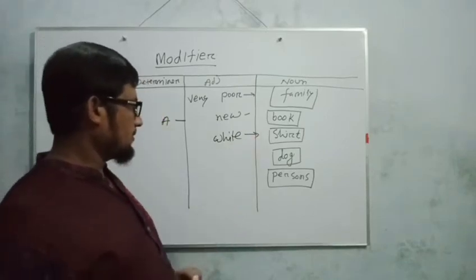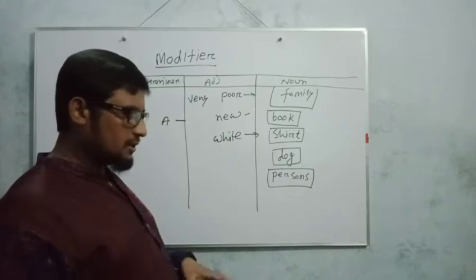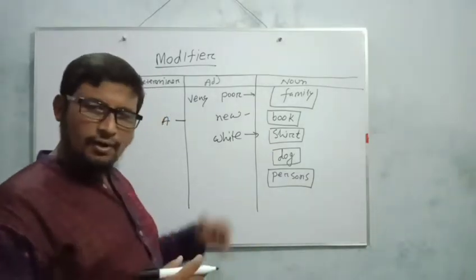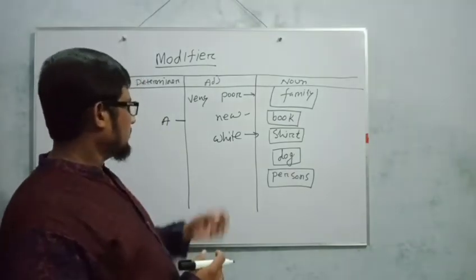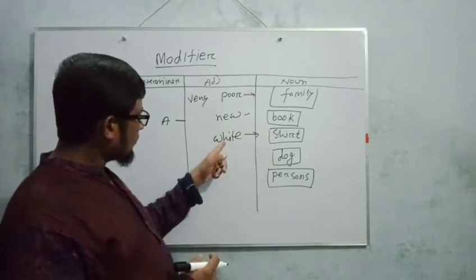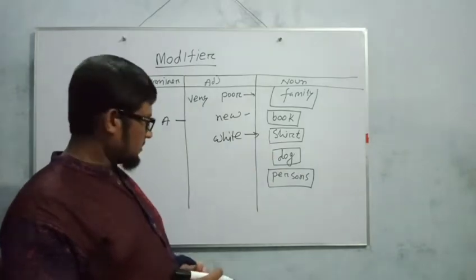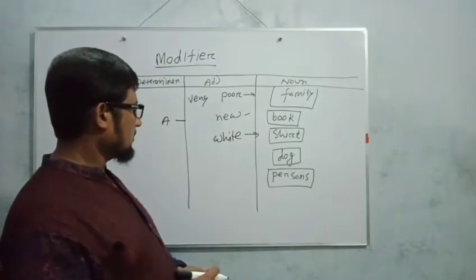White shirt. When we write down only shirt, we don't know the color of the shirt, but when we add white, now we come to know the color of the shirt. So it is also an extra information of the noun shirt. So it is also a modifier of the noun shirt.